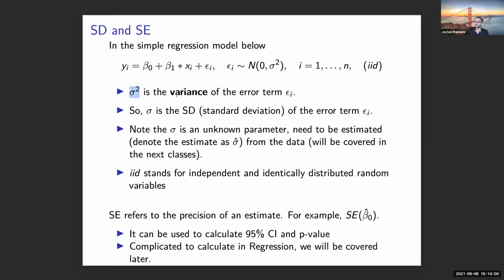So then we have variance. Variance is the error term ei. So the standard deviation is essentially the standard deviation of the error term ei, and this is the standard deviation of the residuals. So sigma is an unknown parameter, obviously, because you can only estimate it from the data, and we will talk about this in the next classes.